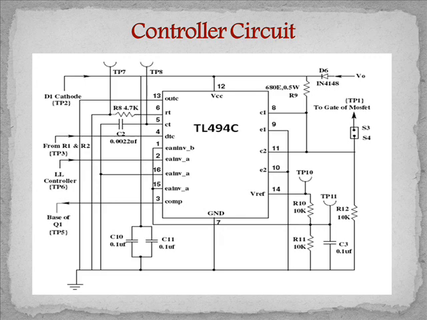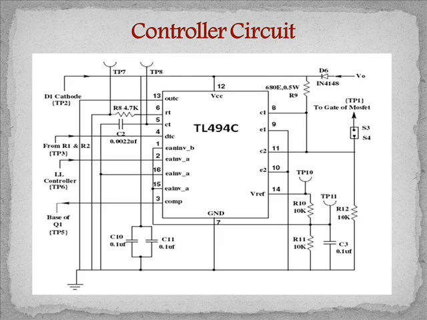The IC consists of two error amplifiers, of which we are using only the one that is connected to pin number 1 and pin number 2. The other error amplifier, which is connected to pin number 15 and pin number 16, is grounded. The reference voltage which is connected to pin number 14 is divided by the potential divider of resistors R10 and R11 to a voltage of 2.5 volts and is fed to the non-inverting terminal of the error amplifier, that is pin number 1, and the feedback voltage is connected to the inverting terminal, that is pin number 2.